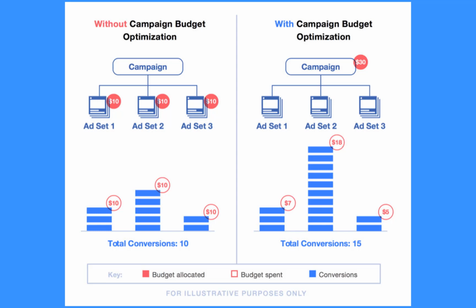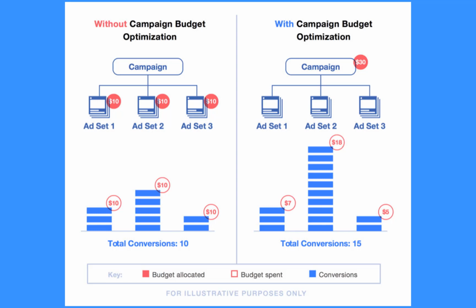So what you are basically saying is this: if you want to use CBO, you will be giving Facebook the permission. If you are using campaign budget optimization, you'll be setting your budget at the campaign level. Do you get it now? You set the budget at the campaign level. Then no matter the amount of ad sets that you have, Facebook will be the one to allocate your budget accordingly.